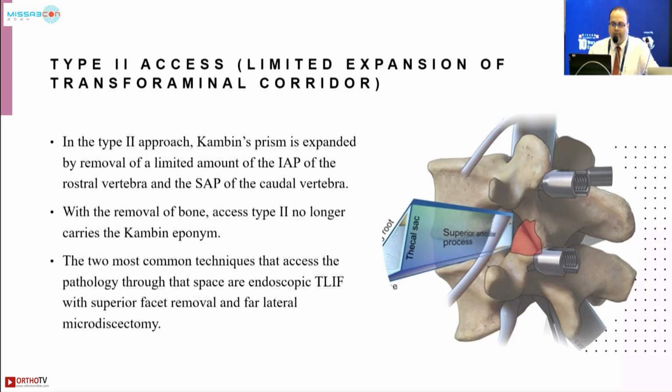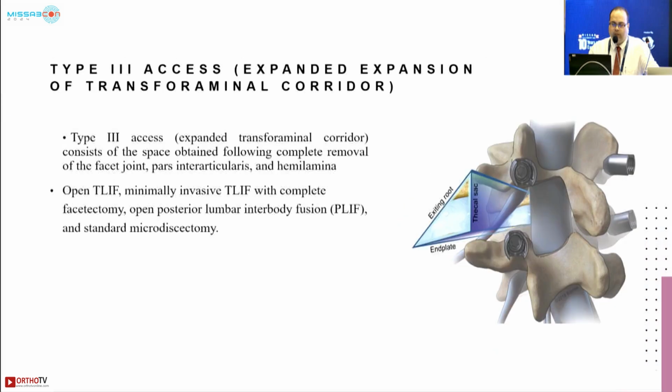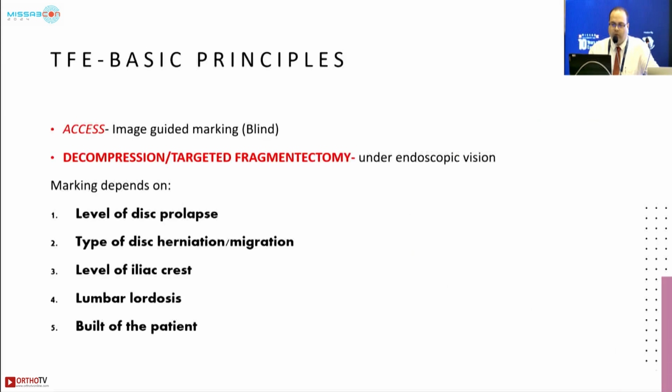The type 2 axis is a limited expansion of the transforaminal corridor where we remove a part of the IAP and the SAP, the typical axis that we use for doing endoTLIF procedures. And the type 3 axis is an expanded expansion with entire removal of the facet joint, which we typically use for MISS ABC procedure.